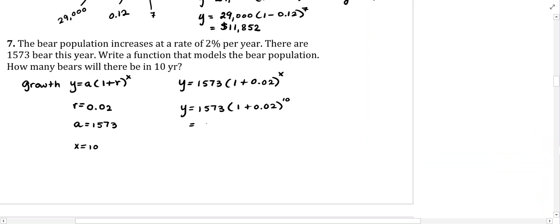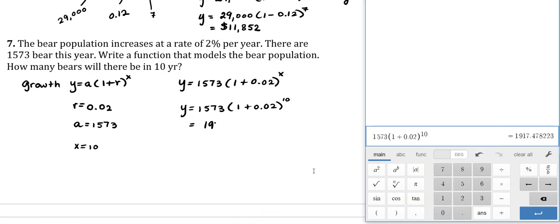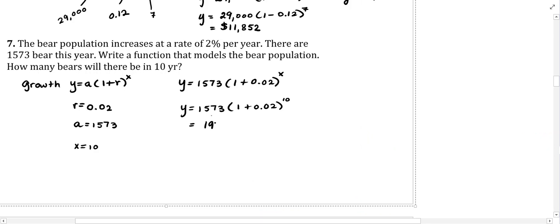Look at that. Wait, 1917 or 1971? Am I getting 1917? That's not bad. That's about a 300 bear increase in 10 years at a 2% increase per year. Okay.